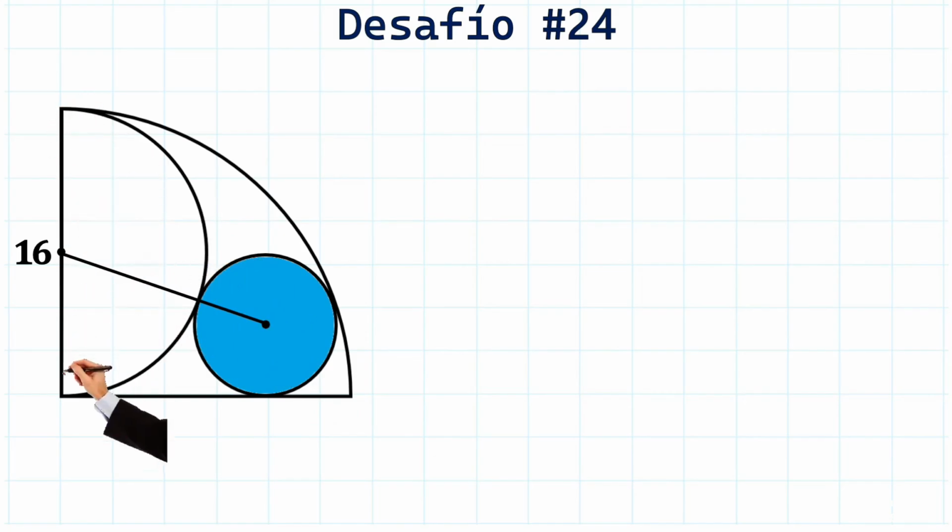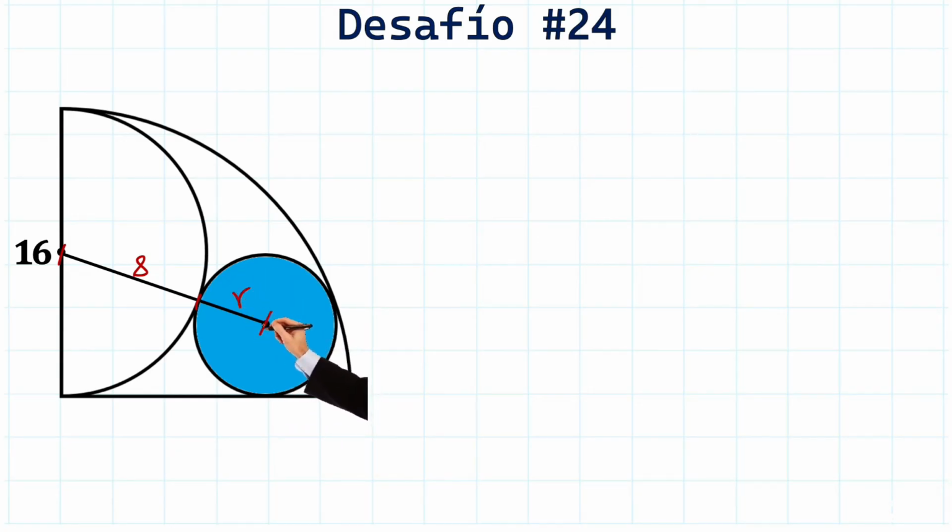Excellent. Now the radius of this semicircle is half of its diameter. Its diameter is 16, therefore its radius from here to here is going to be 8. And from here to here will be the radius of the circle whose area we want to find, which we will call lowercase r.